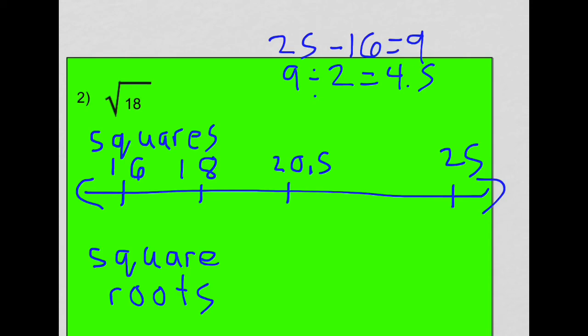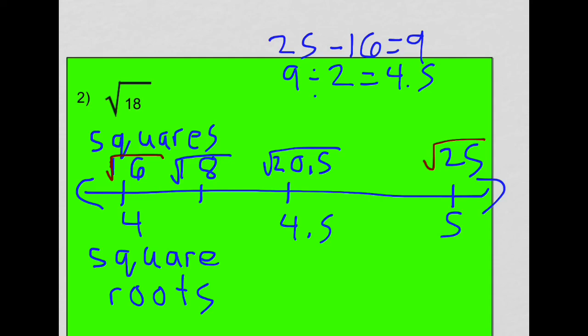And I'm going to use my knowledge of perfect squares now to do this. So what I'm going to do first is the square root of 16, and the square root of 16 is 4. And then I'm going to do the square root of 25. The square root of 25 is 5. That means the midpoint square root, the square root of 20.5, is going to have to be 4.5, right? Because that would be the midpoint of 4 and 5.